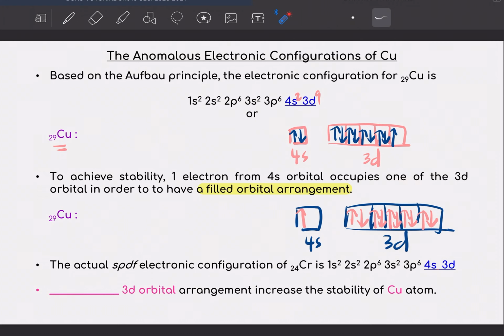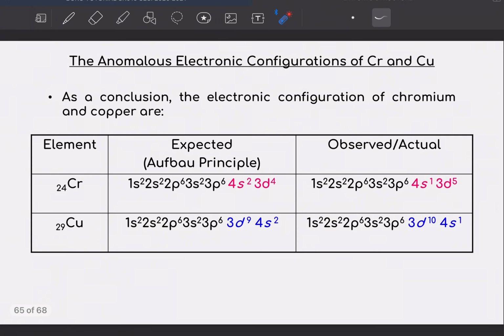So a fully filled 3d orbital is much more stable than a partially filled 3d orbital. Okay, so the actual SPDF electronic configuration for chromium pula, ini copper ya, copper 29 is 1s2, 2s2, 2p6, 3s2, 3p6, 4s1, 3d10. Okay, so yang tu awak complete kan.